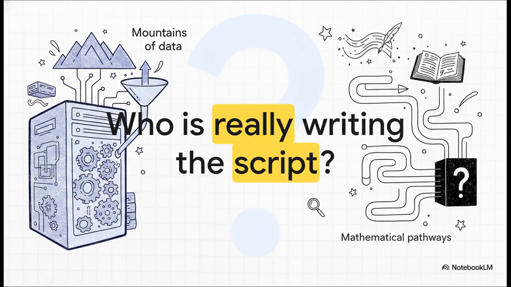So the crucial point is really this. We build the machine, right? And we feed it mountains of data to turn all those dials. But if the system is a black box and we don't fully understand the exact mathematical pathways it uses to generate such beautifully fluent text, well, who is really writing the script? It's a profound question, and one that sits right at the very edge of modern technology.